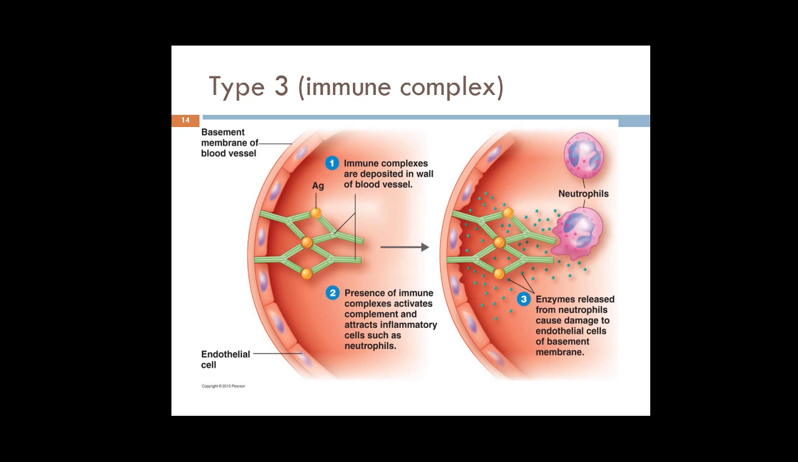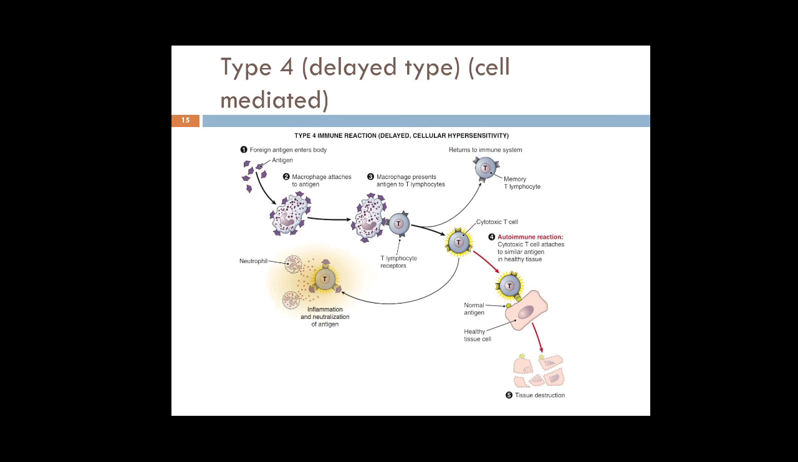Okay, so these immune complexes attached with neutrophils, their reaction causes again liberation of lots of inflammatory mediators, and this can damage the endothelial cells of the cell membrane of the blood vessel. What is type 4? Type 4 is a delayed type of allergic reaction, and it is cell mediated. Okay, so type 1, type 2 and type 3 we had seen were antibody mediated, and type 4 is a cell mediated reaction.